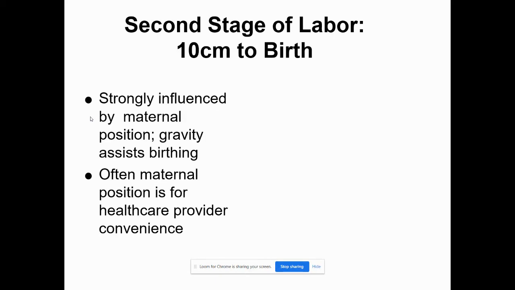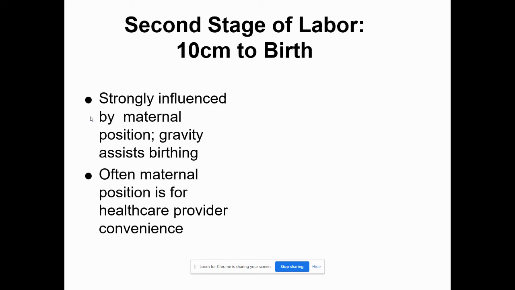The second stage of labor begins when that full dilation has been achieved in the first stage. So 10 centimeters to birth is this time period, and pressure on the rectum and the pelvic floor causes an urge to push. Mom's pushing efforts help to augment those involuntary muscle contractions, and she may complain, as the baby's head is crowning, of a burning or a splitting sensation in the perineum or in the vulva.